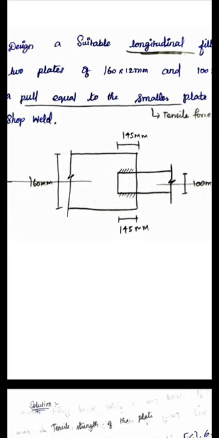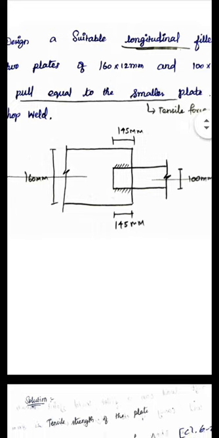Here the figure is not given, therefore based on the given data you have to draw the figure. First I have drawn the larger plate for a width of 160 mm. Then the smaller plate for a width of 100 mm, and they overlap each other. The overlapping length I don't know initially. After designing the joint, I will be able to provide that value.